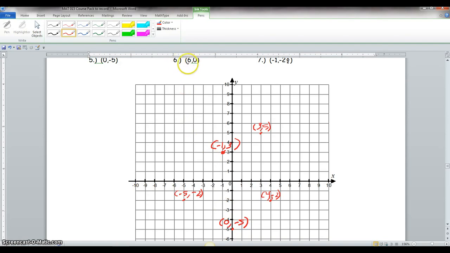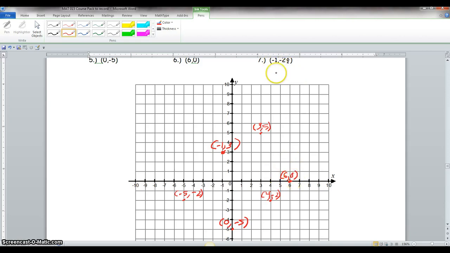Now we go to the next point. We have 6, 0. So we start from our origin. We go to the right 6. And since y is 0, we stay at the 6. So that is our point there. So we will have 6, 0.